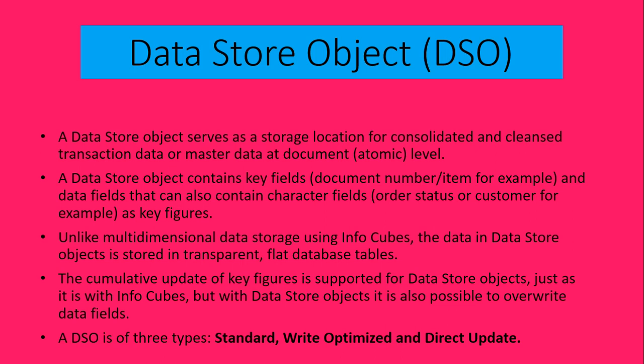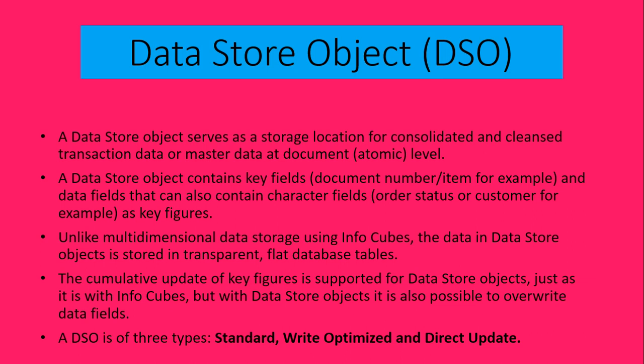Data store object, DSO. A data store object serves as a storage location for consolidated and cleansed transaction data or master data at document or at atomic level. A data store object contains key fields, document number or item for example, and data fields that can also contain character fields, order status or customer for example, as key figures. So DSO has two sections, key field and data field. Key field contains only characteristics. Data field is a combination of characteristics as well as key figures.